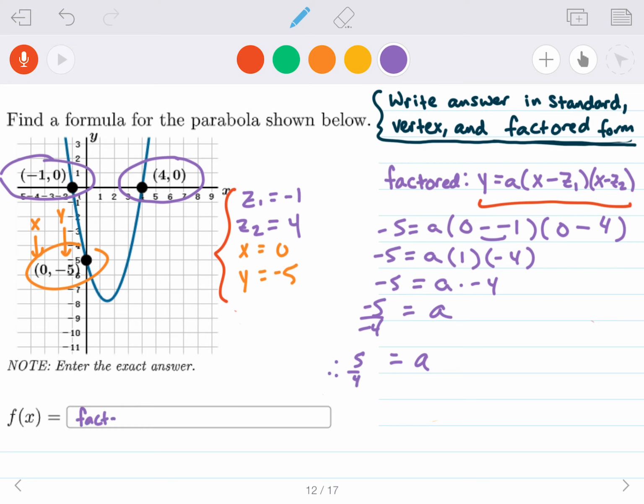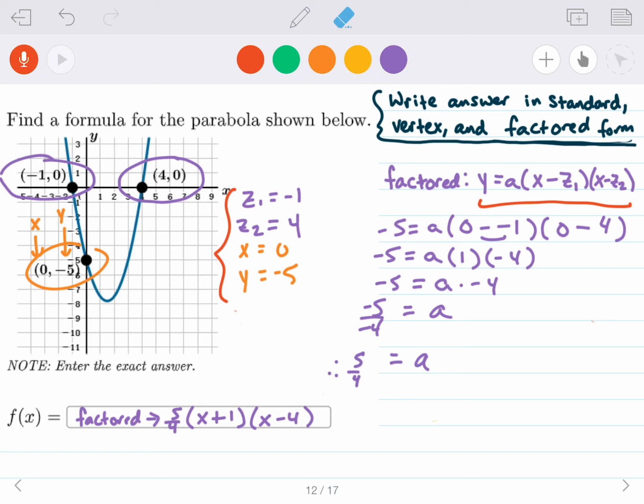I'm just going to put this right here. So our factored form is going to be y equals, we don't have to write the y because it already says f of x here. Y equals a, which we just found was 5 over 4, times x minus z1, minus a -1 is going to give us a positive 1 here, times x minus z2. So that's our factored form. And remember, with these forms, we want to leave x and f of x as variables, and anything else we want a number for. So like we plugged in a number for a, and we plugged in numbers for z1 and z2, but we left x and y alone.